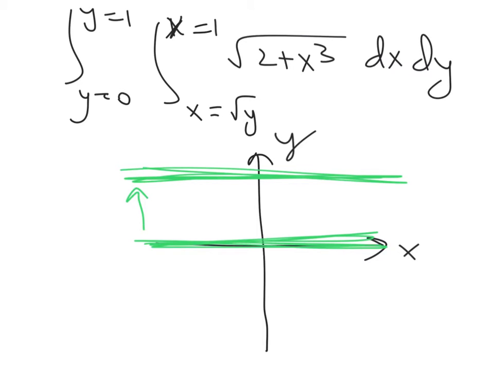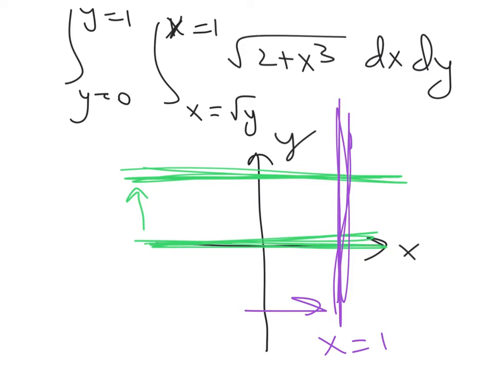Okay, and then next, the x bounds. So one of them is x equals 1. That's quite straightforward to draw. And that's the upper one, so we're going to be approaching it from this direction. And then the other one is x equals the square root of y. I don't necessarily know how to draw that off the top of my head, but I'm going to just solve for y, and I find y equals x squared.